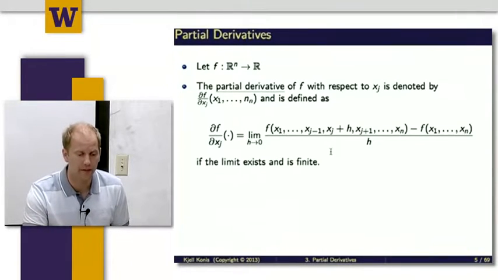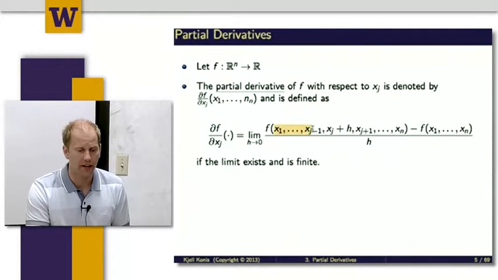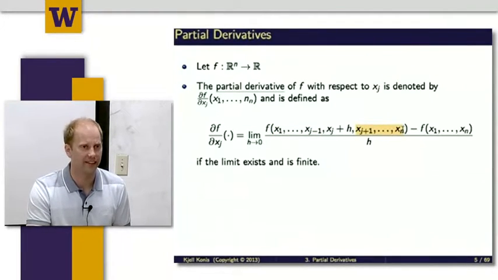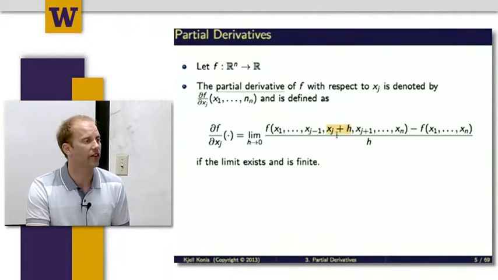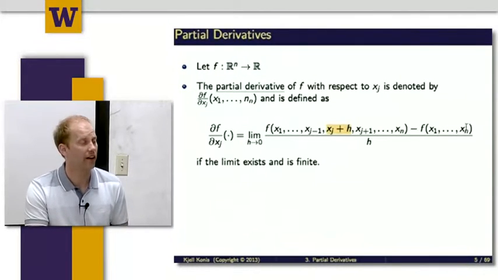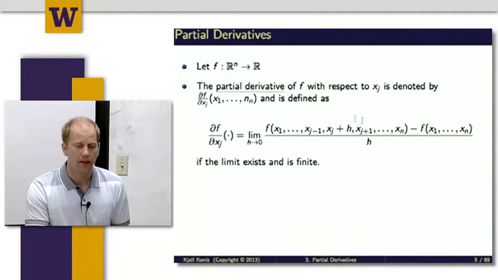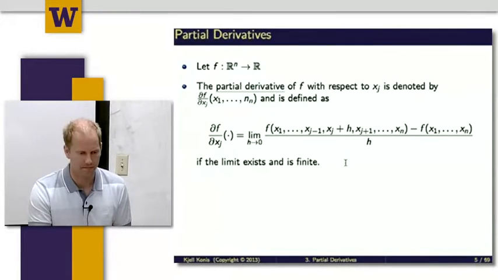If you look closely, all I'm doing is treating everything except for x_j as if it were a constant. So I'm leaving those the same. And then on the one variable I'm interested in, x_j, I'm going to use the definition of the derivative on that one particular piece. So I'll add h to that, and then subtract our initial point, which is the point where I'm trying to find the derivative. Then I divide by h and take the limit as h goes to 0. And we say that this has a derivative if this limit exists and is finite.